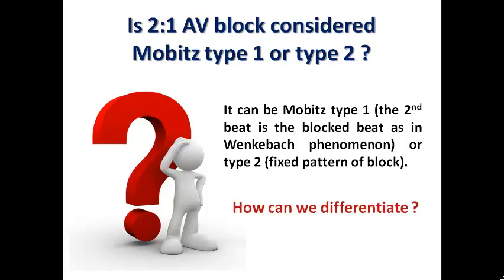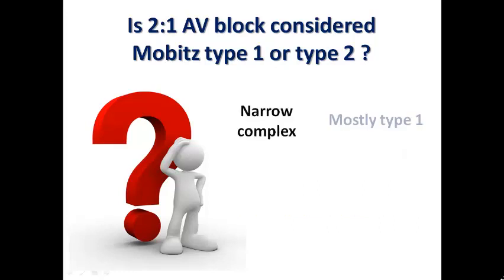So 2-to-1 may be Mobitz type 1 or Mobitz type 2, and usually we deal with this as being type 2 in order to expect the worst scenario. But how can we differentiate? There are two methods to differentiate. The first one is just simple.